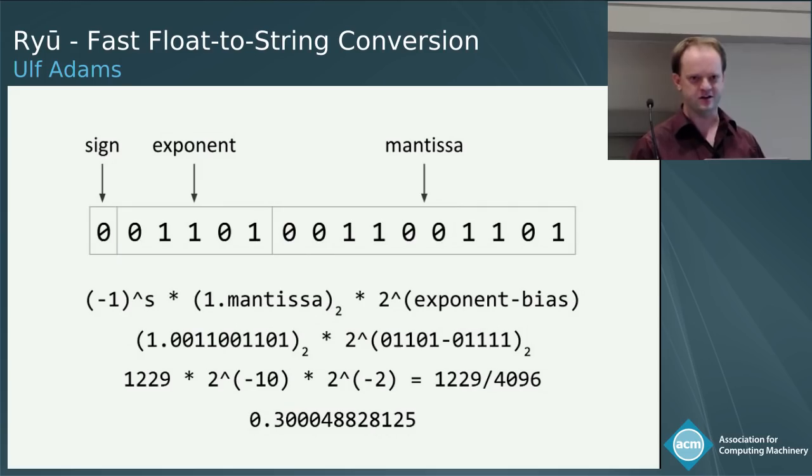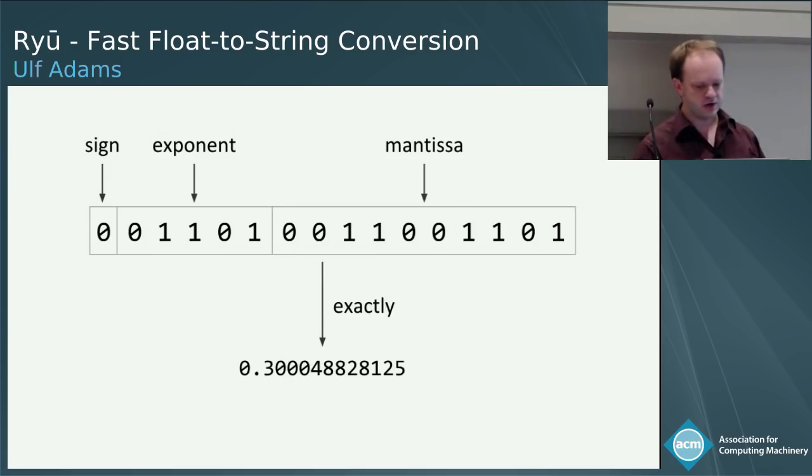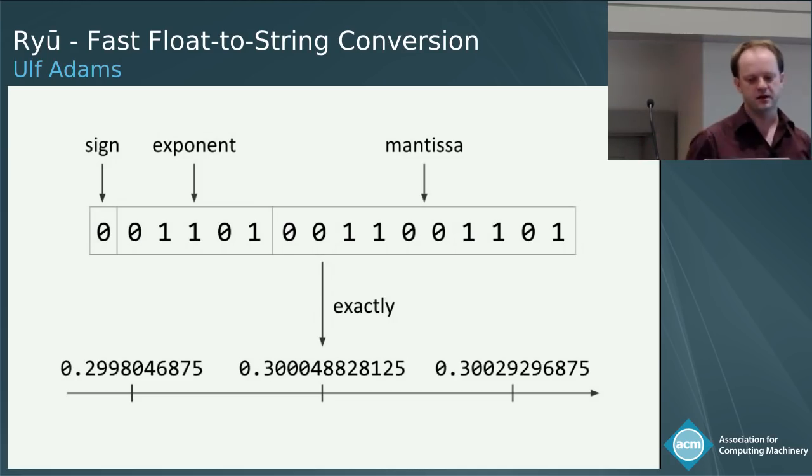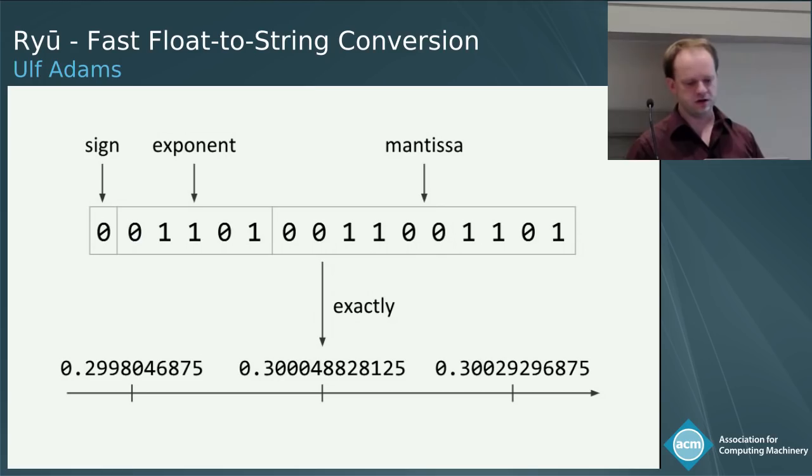So what's going on here? Let me clean this up a little bit. So this is the exact value. Now, if we look at the number line, what's the next larger number? What's the next smaller number? And these are also these kind of longish numbers. And what you can see here is that every binary floating point number has an exact decimal equivalent. But not every decimal number has an exact binary equivalent. And the reason for that is that powers of 2 and powers of 10 are only compatible in one direction, not in the other.